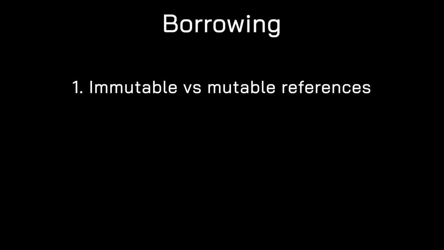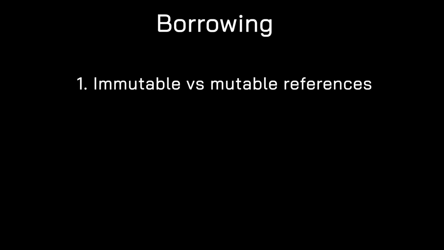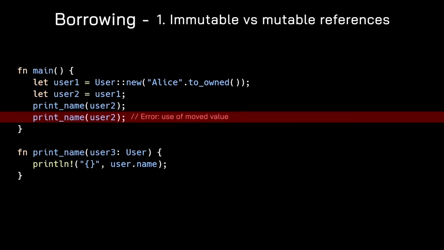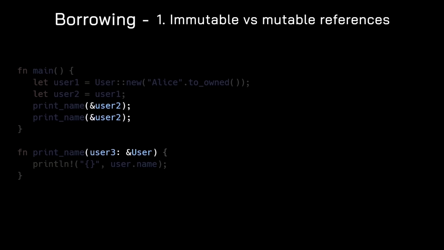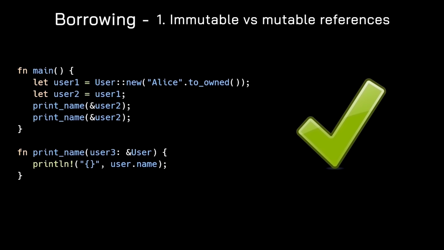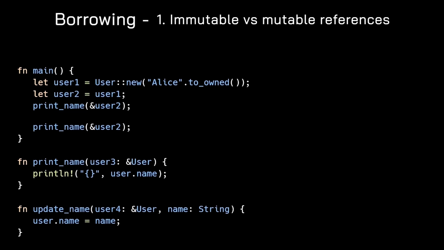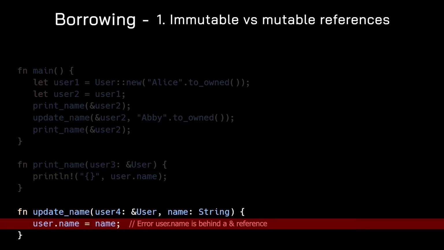First of all, Rust distinguishes between immutable references and mutable references. Let's go back to our previous ownership example. If we update the printName function to take an immutable reference to the user instance, our code will compile. We can also add an updateName function and have it take a reference. But this time our code doesn't compile, because we are trying to mutate a value behind an immutable reference.